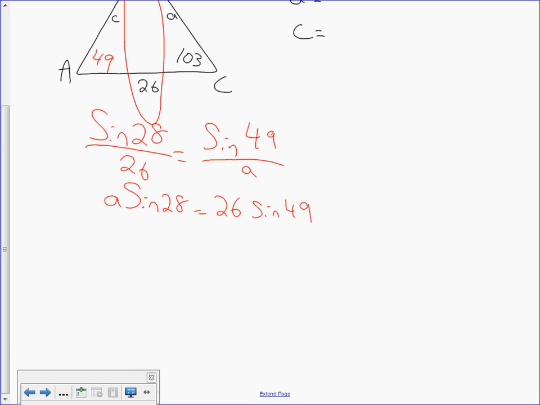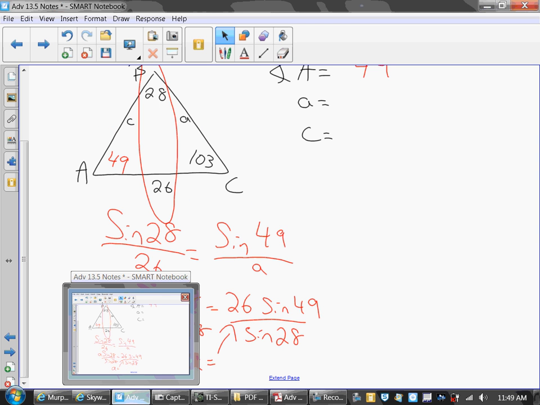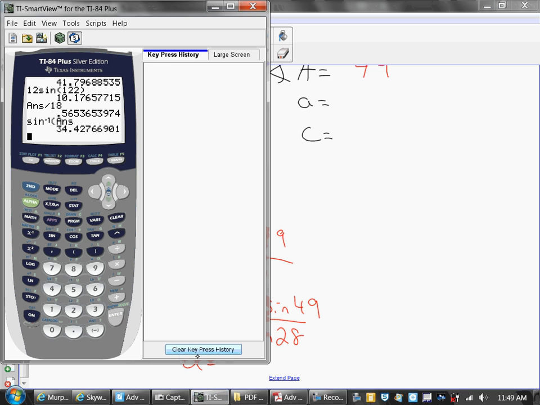Right here it says A times the sine of 28. How do you undo that? So you divide both sides by the sine of 28. So I know that A is going to equal all that. So here's where you're going to have to be able to use your calculator.